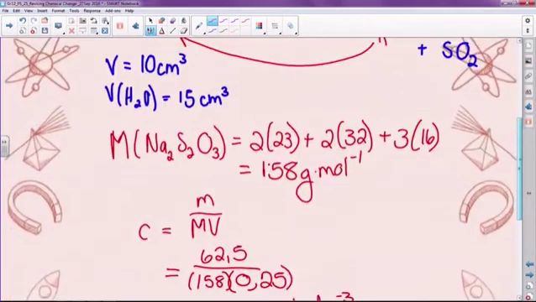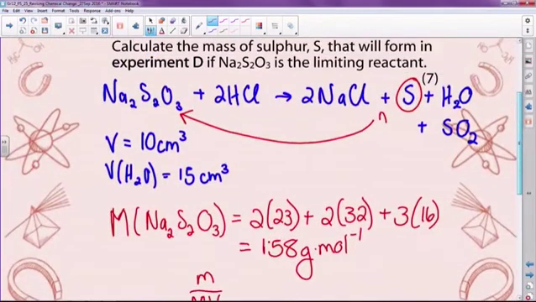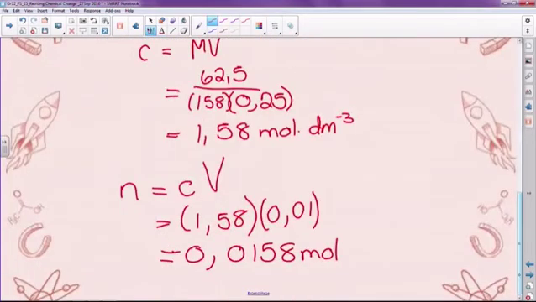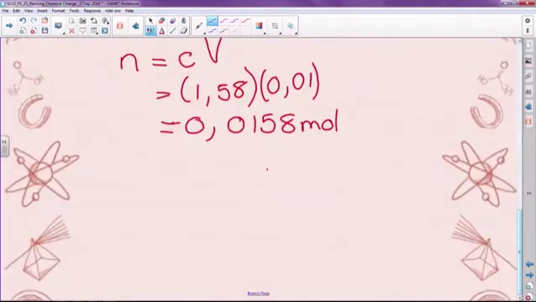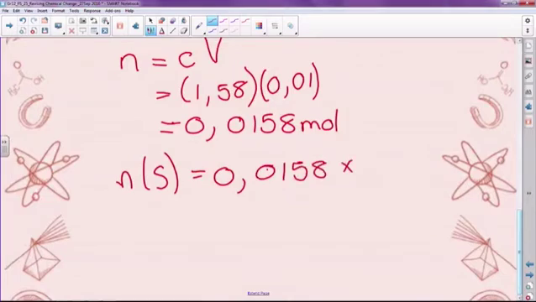Now, when I look at the sulfur to the sodium thiosulfate, it's a 1-to-1 relationship, and I have to show this ratio. Okay, so now I go here, and I go, fine, now I want the number of moles of sulfur, which is going to be this times 1/1, because that's the ratio that they're reacting.